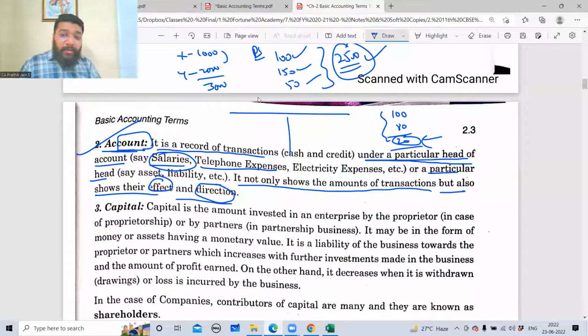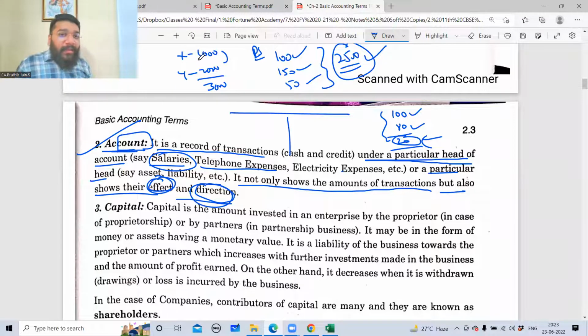For example, this 20 rupees: 100 rupees is the money coming in, 80 is the money spent. Balance 20 is the money in your hand. What is the meaning of this 20? This is the balance money in your hand. So it is your cash in hand. It is your asset. So this is the effect. And direction is what goes to the balance sheet.